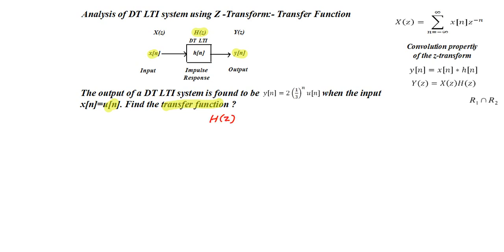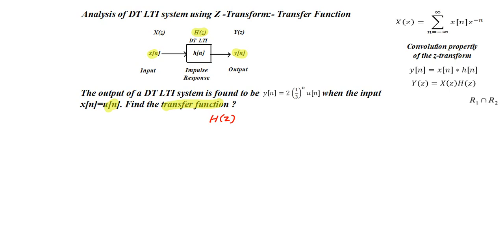Now based on the convolution property, we know that the output y of n can be written as x of n convolution h of n, and based on the convolution property of Z transform, the transform of y of n is Y of Z, the transform of x of n is X of Z, and h of n is H of Z. So we can write Y of Z is equal to X of Z into H of Z. From this equation I can find H of Z. So first we need Y of Z.